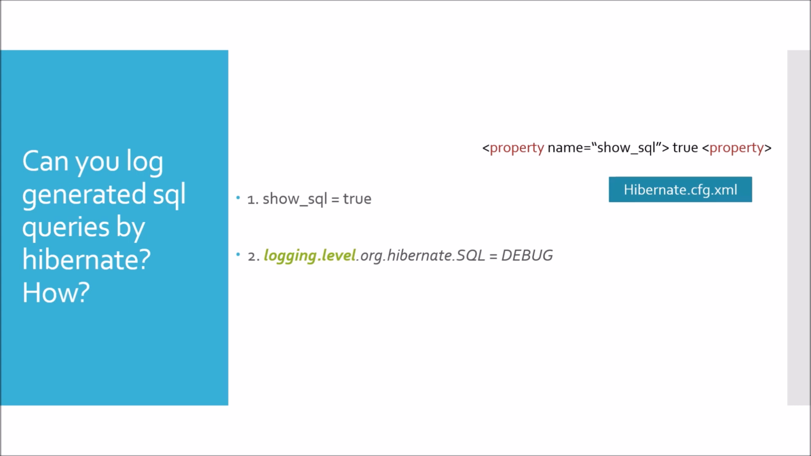Now in case you don't need to show the SQL, what you need to do is change show_sql to false or remove this property from hibernate.cfg.xml. Again, you would need to redeploy your jar or war when you do this, because this is a part of your jar or war.